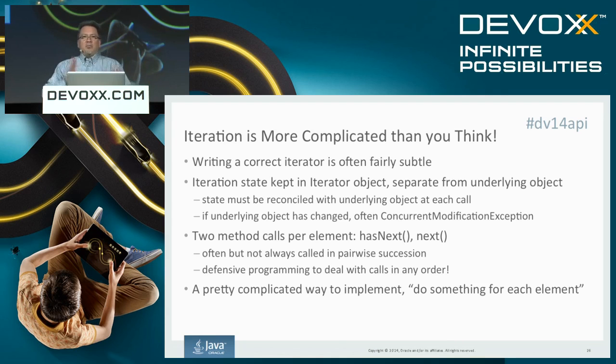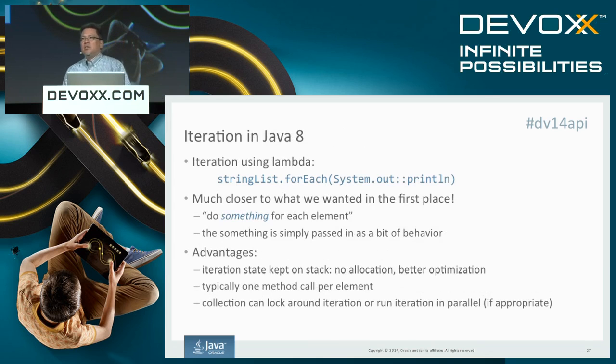All right, so the upshot of this is, gee, how complicated could iteration be? It's actually pretty complicated, and the most common thing is, I want to do something for every element, and there's a lot of complicated concepts going on here just to say, do something for every element. All right, you know where this is going.